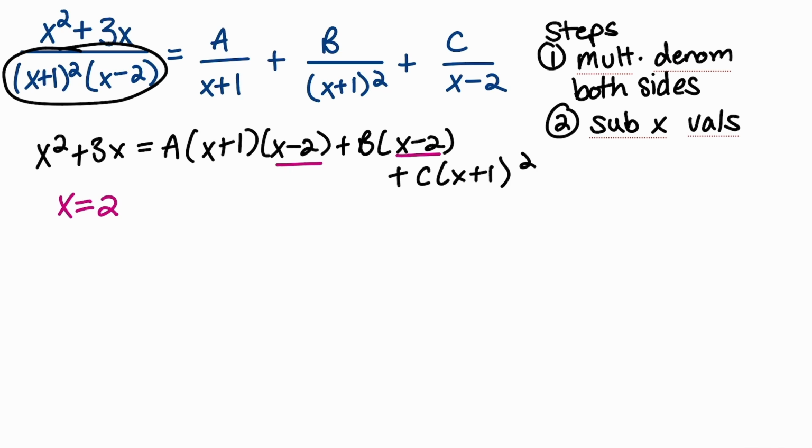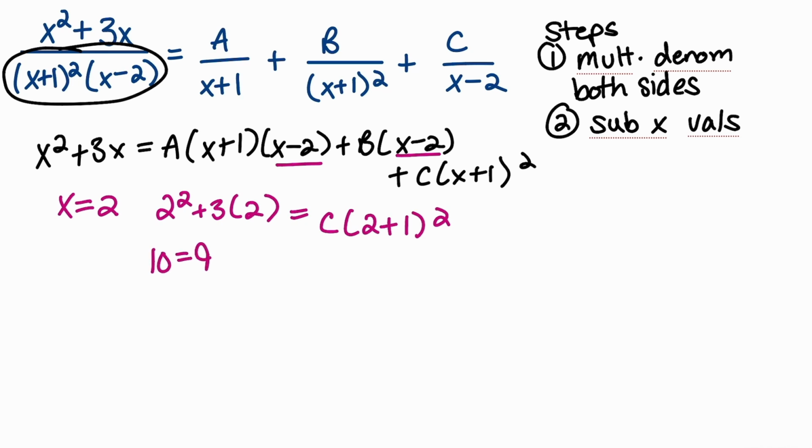So subbing those in, you'll get 2 squared plus 3 times 2. And then those two terms will go to 0. So it'll just be c times (2 plus 1) squared on the right side. And then when you do the math out, you'll get 10 equals 9c, and then you get c equals 10 over 9.